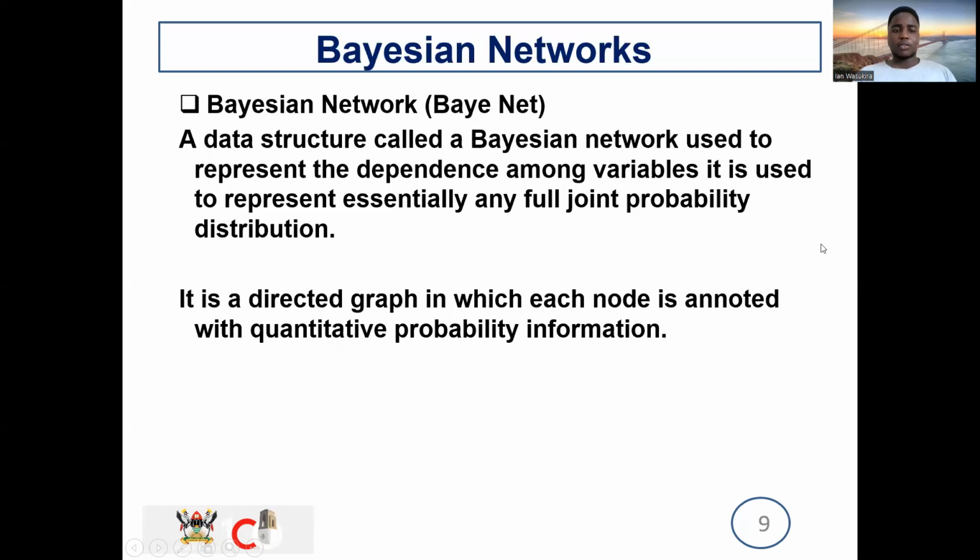Next, I'm going to take you through Bayesian networks. A Bayes net is simply a data structure, called a Bayesian network, that is used to represent the dependence among variables. It is also used to represent essentially any full joint probability distribution. It's a directed graph in which each node is annotated with quantitative probability information.